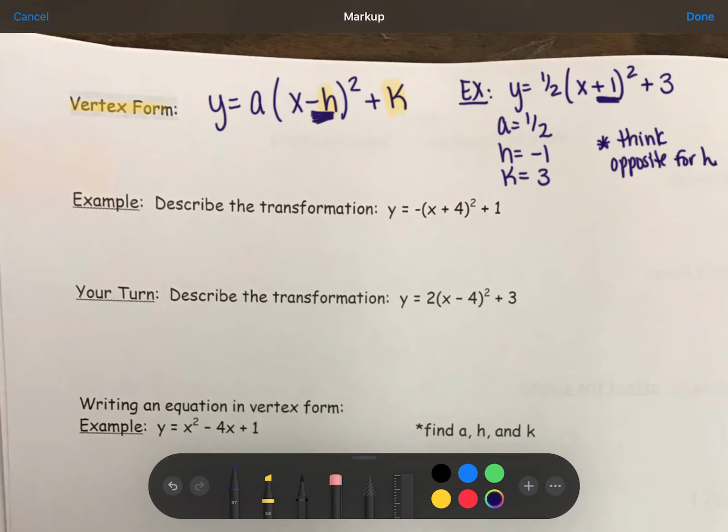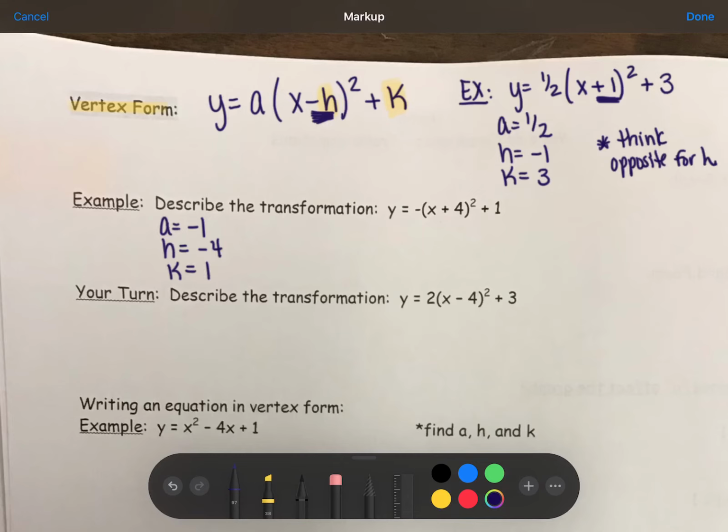It's in vertex form. My a value sits up front outside of the parentheses, so there's just a negative sign there, which is a -1. Okay, remember your a sits in front of the parentheses. H is inside the parentheses, and you got to think opposite. It looks like a +4, but it's really a -4, and that's because the formula for vertex form of the equation says minus h on the inside. All right, and then k is +1.